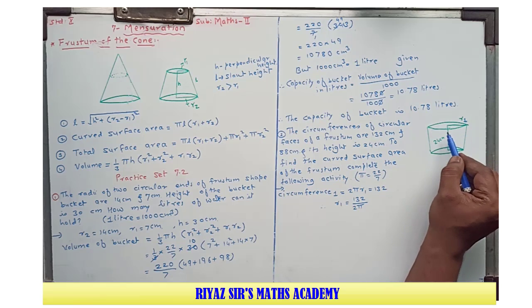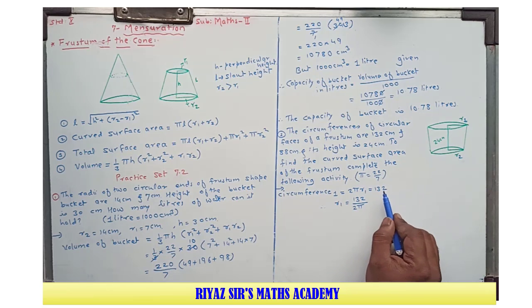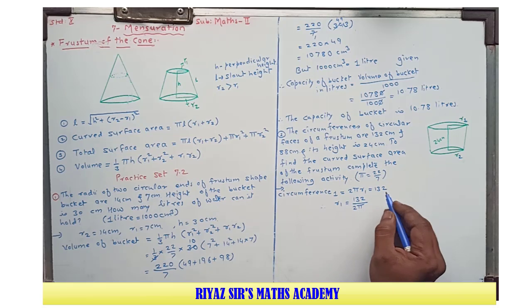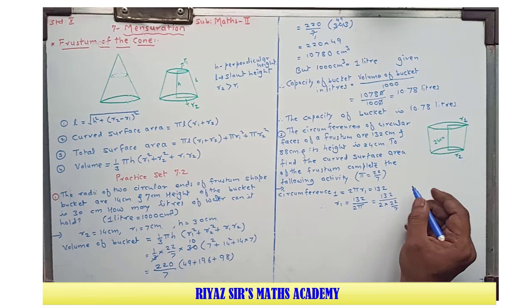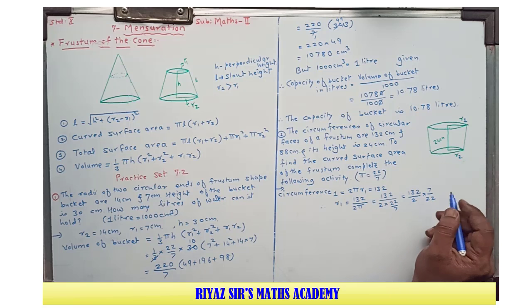of this frustum is circular in shape, so the formula for its circumference is 2 pi r. That is the circumference formula. Okay, so 2 pi r is equal to 132. This is given. So from that equation we find r1 is equal to 132/2 pi. That is equal to 132 divided by 2 into the value for pi, 22/7. That is equal to 132/2, just convert this division into multiplication, then you will get 7/22.